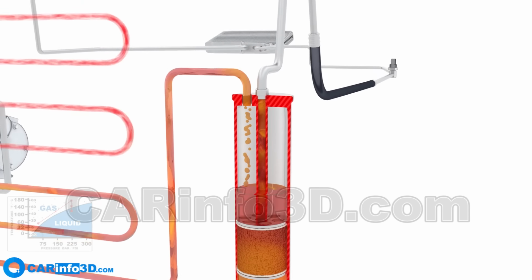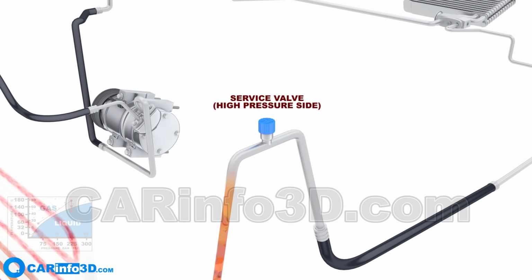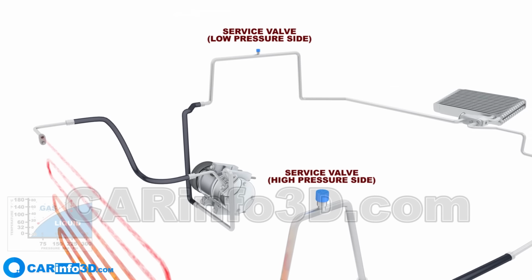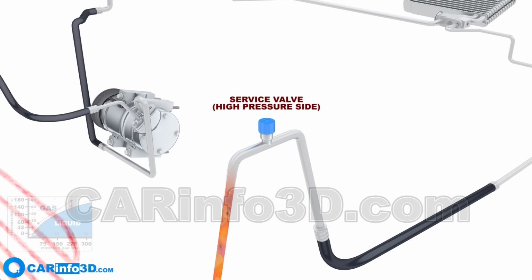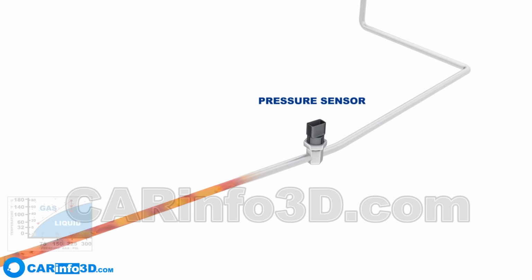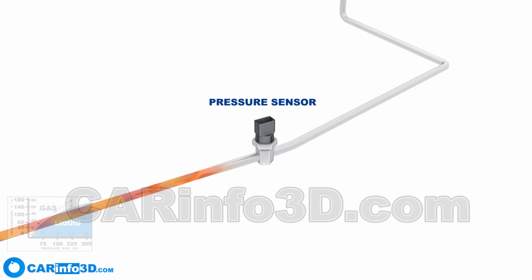The next component in the system is a service valve. Actually, there are two service valves, one on the high-pressure side and another on the low-pressure side. But we will return to them later. Next comes a pressure sensor, protecting the system from both overpressure and underpressure.